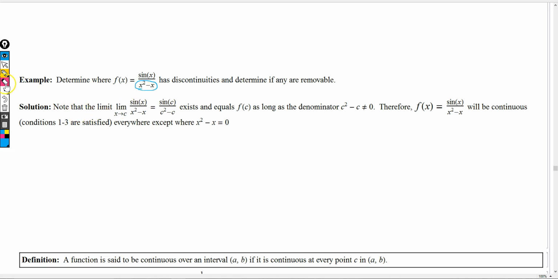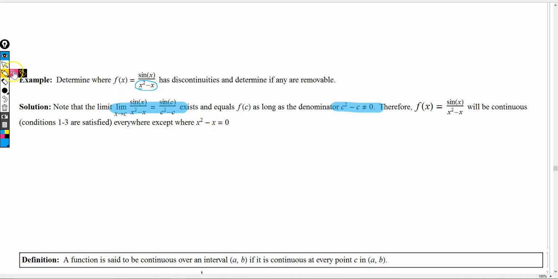Now I take note of one thing here. Note that for every c value, if I take a look at the limit as x approaches c of sine x over x squared minus x, that's going to equal sine of c divided by c squared minus c, and that's going to exist as long as the denominator does not equal 0. So therefore, sine x over x squared minus x will be continuous. Conditions 1 through 3 are satisfied everywhere except where the denominator is 0. All right, so that sort of justifies why we only need to look where the denominator is 0.